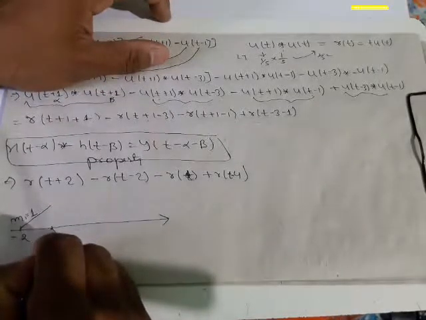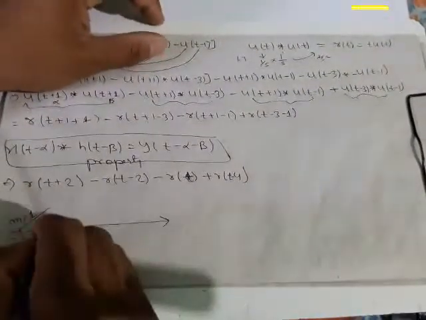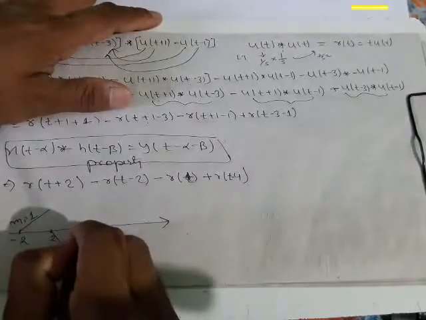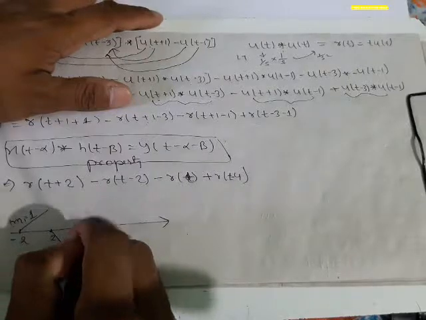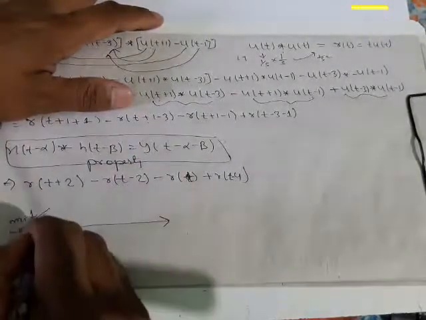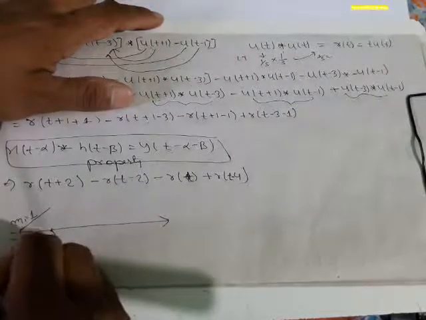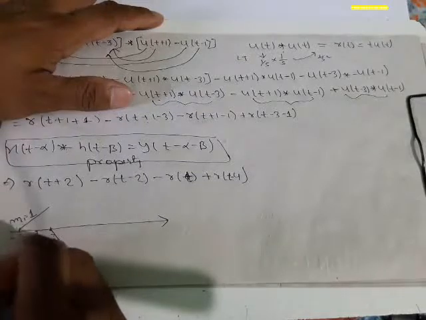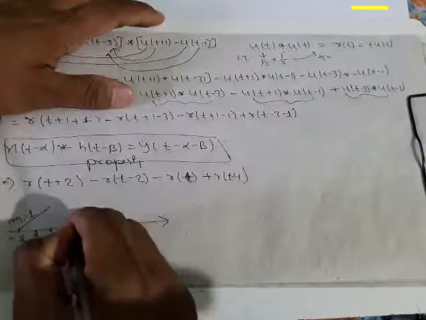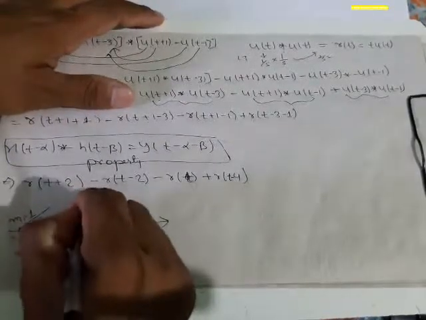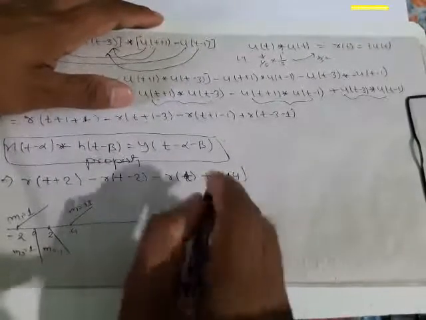So what we have seen is that the convolution of two unequal length rectangular pulses is a trapezium. If the lengths are the same, then the resultant is a triangular pulse. So what we have concluded from the above figure is that the convolution of two unequal length rectangular pulses is a trapezium.